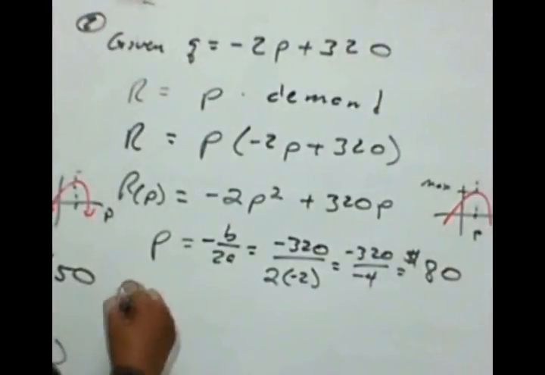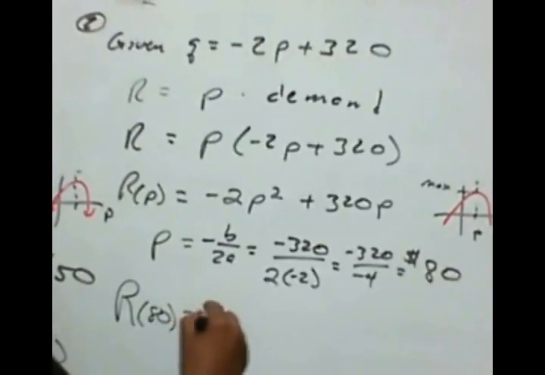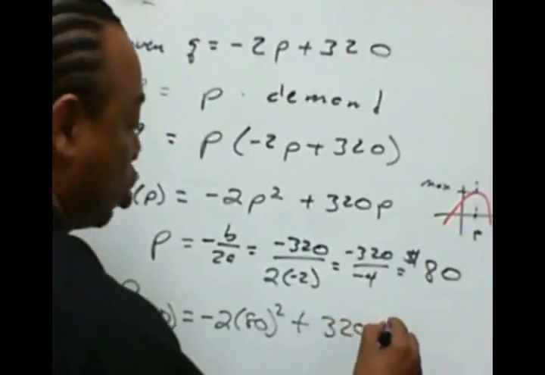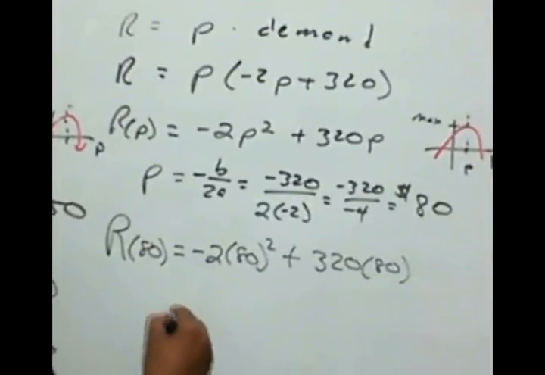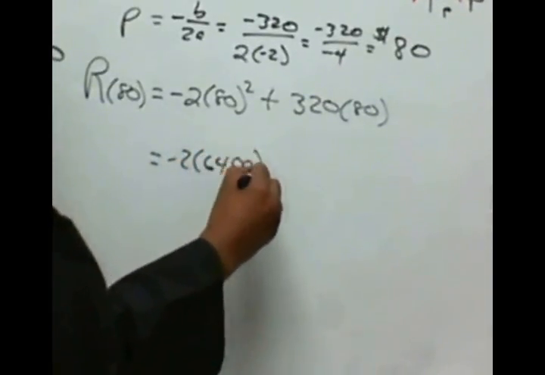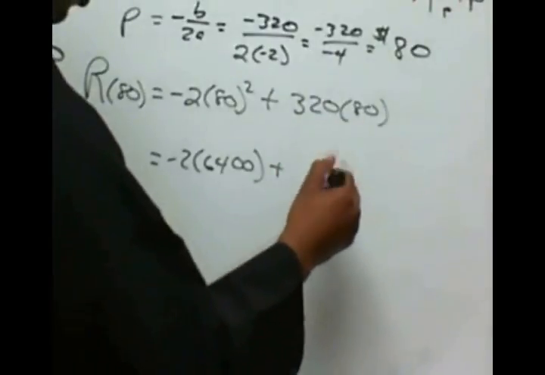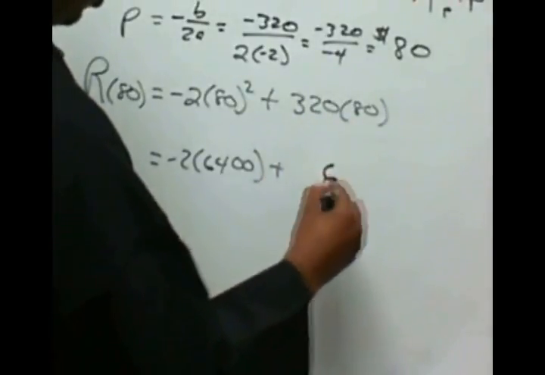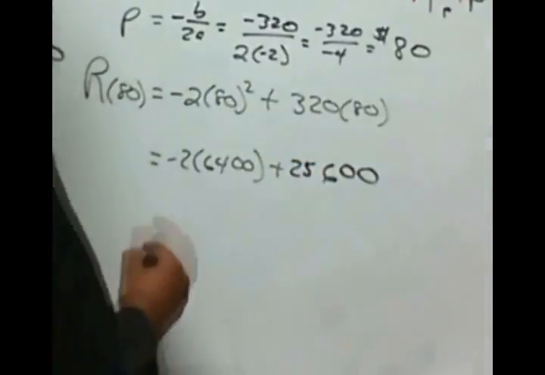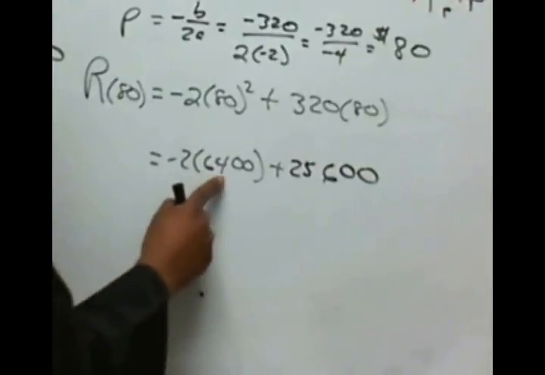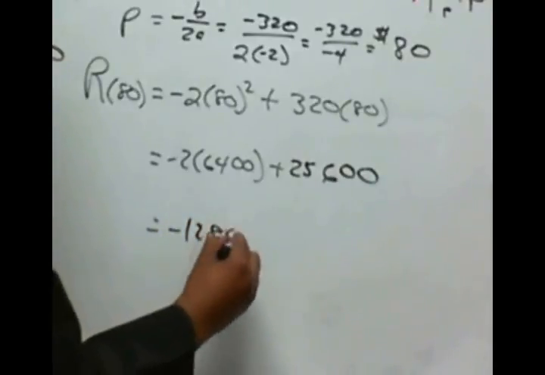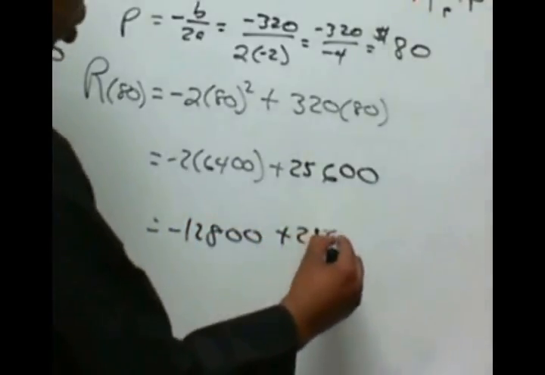Let's find out. So revenue function, I put 80 in here. Negative 2 times 80 squared plus 320 times 80. And 8 times 8 is 64. So 64 and 2 zeros. And let's see, 8 times 2 is 16. 8 times 3 is 24, plus 1 is 25, and 2 zeros. Okay, now from here, 2 times 4 is 8, 2 times 6 is 12, and 2 zeros, plus 2, 5, 6, and 2 zeros.